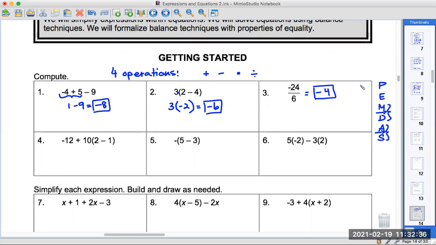Here we have to go by PEMDAS, parentheses first. Everything else you rewrite. Times 2 minus 1 is 1. Then you multiply, rewrite. 10 times 1 is 10. Now we have adding and subtracting, left to right. -12 plus 10 is -2.